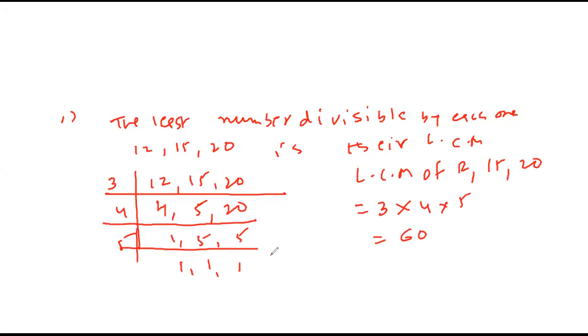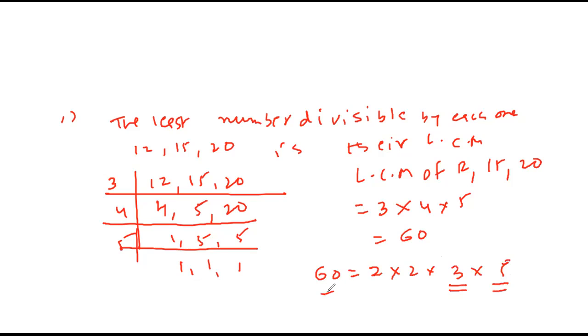So if I get 60, it will be divisible by 3, but we are interested in a perfect square. So 60 by prime division is 2 into 2 and 3 into 5. So which one is unpaired? This 3 is unpaired, this 5 is unpaired.